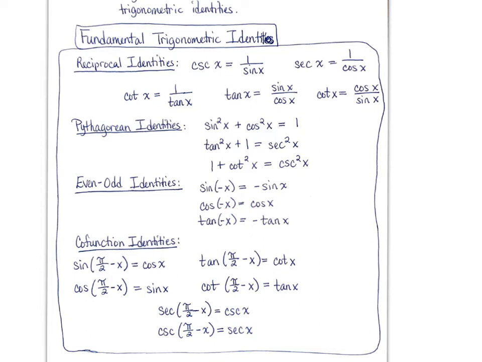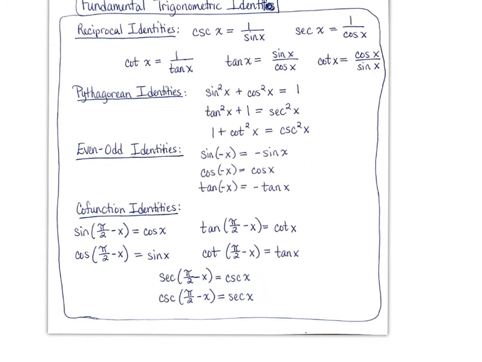You have cofunction identities here. Sine of pi halves minus x is equal to cosine of x. Cosine of pi halves minus x is equal to sine of x. Tangent of pi halves minus x is equal to cotangent of x. Cotangent of pi halves minus x equals tangent of x. Secant of pi halves minus x is equal to cosecant of x. And cosecant of pi halves minus x equals secant of x.